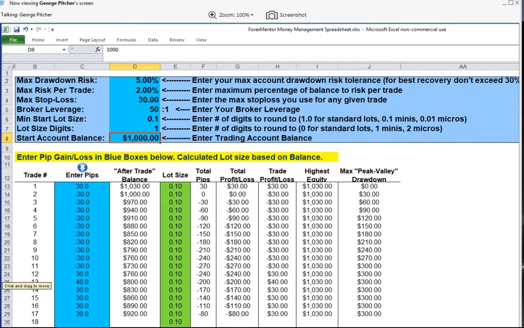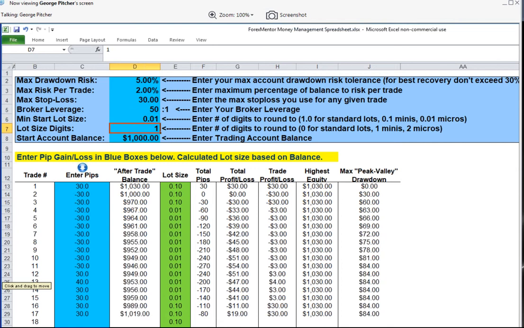But now if I had been using micro lots, it still doesn't change, but, well, it does change. I start out at 0.1, 0.1, 0.1, then we start down to 0.01, 0.01, and when I get down to my 16th trade, it's back to 0.1. And you can see that now I'm back up to $1,019.